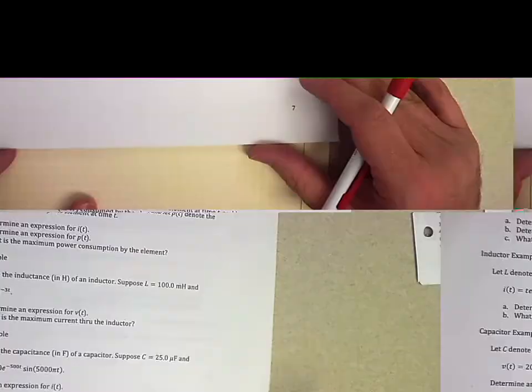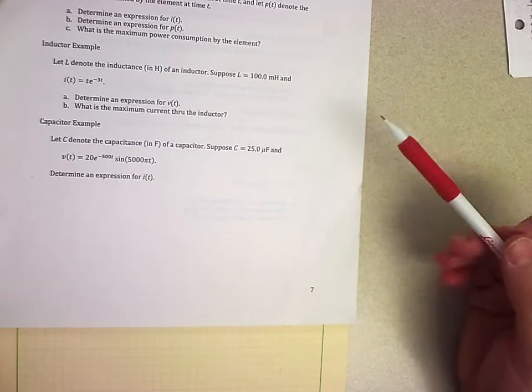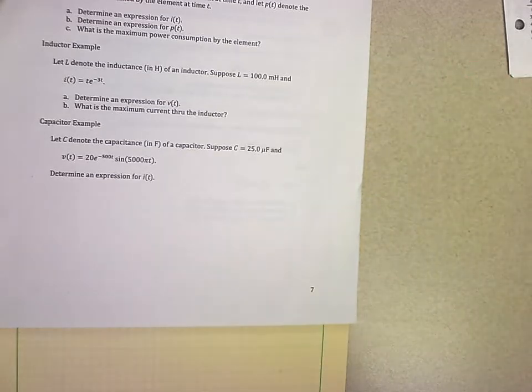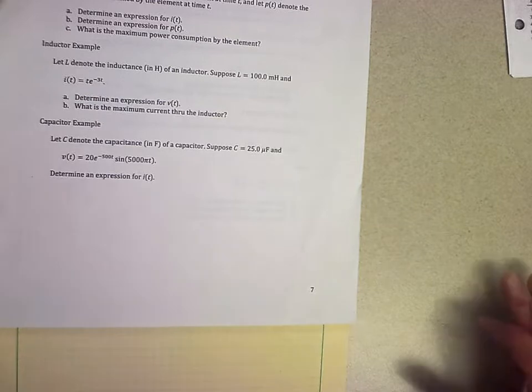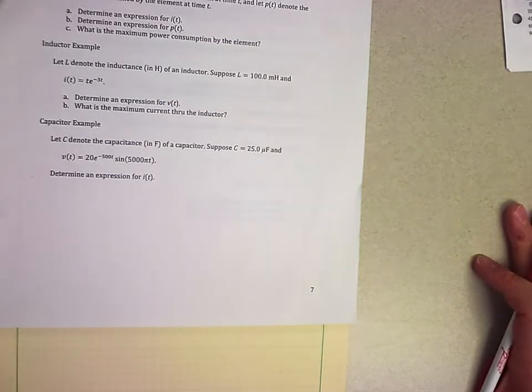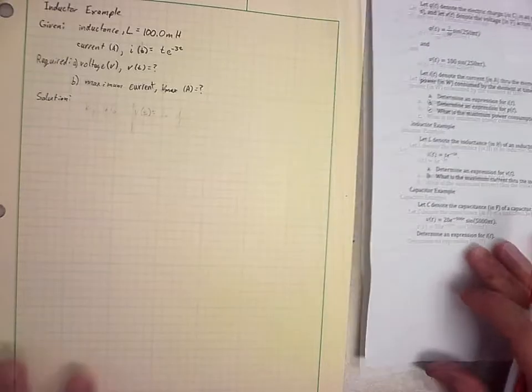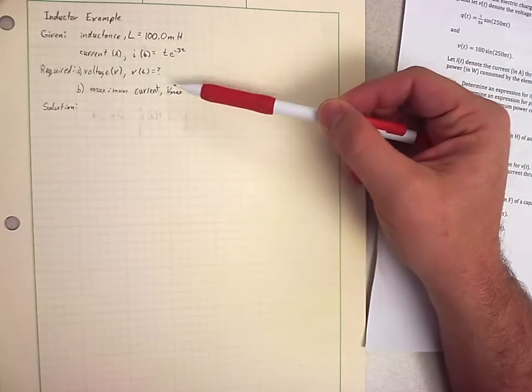Another example of using derivatives for circuits. We're talking about an inductor. It says let L denote the inductance in henries of an inductor. Suppose that L is 100 millihenries, and that the current follows this function, I of t is t e to the negative 3t. It wants us to determine an expression for the voltage V of t, and what is the maximum current through the inductor for this system.